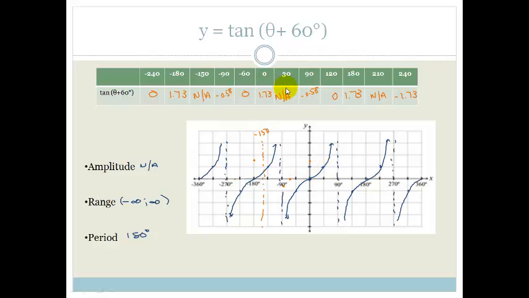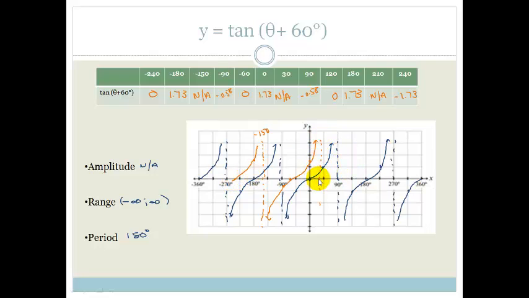And at 30, I've now got an asymptote. So what is happening, grade 11s, is you can see that this graph is now doing that. It is doing this. And it's moved over. Okay, let's go have a look over here.